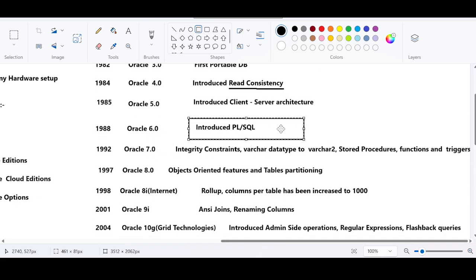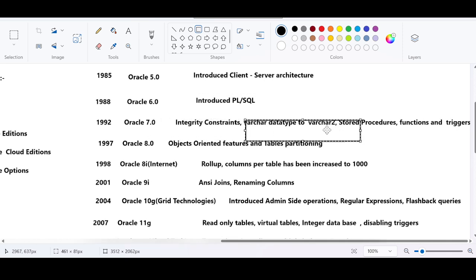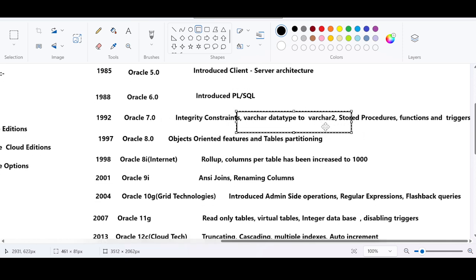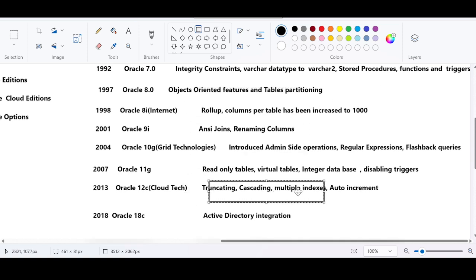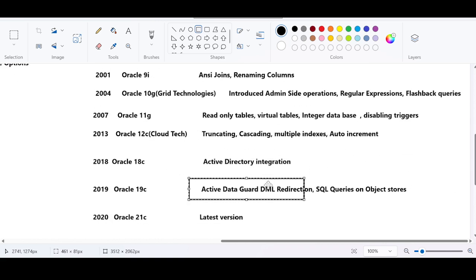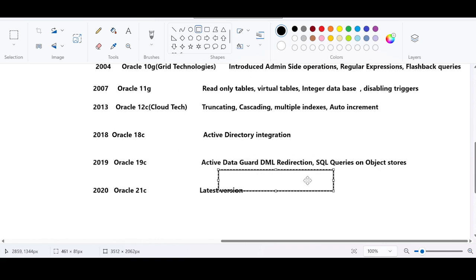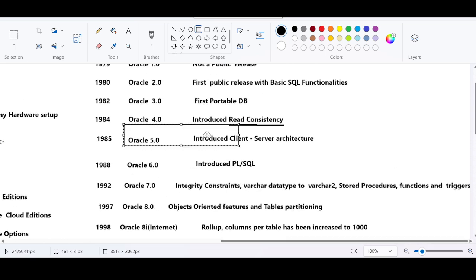We are learning PLSQL. We are going to learn integrity constraints, VARCHAR2, row operations, table partitioning, object oriented features, truncating, cascading. Everything will be learned. No topic will be missed in this course. I'm just saying how many versions there are.